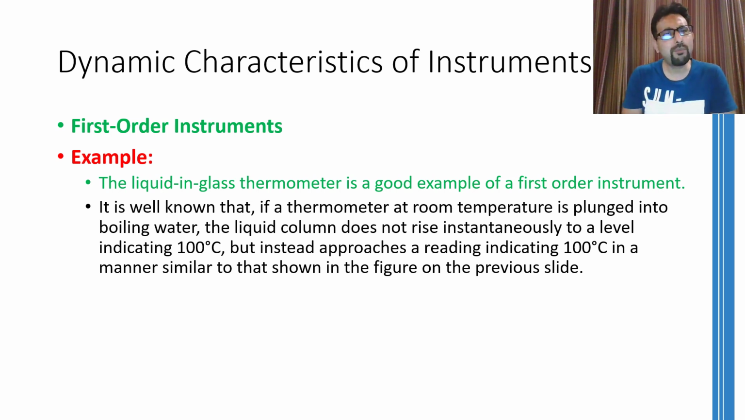So the input changed abruptly, but you know that the output of the mercury in glass thermometer doesn't change that fast. It starts moving as soon as you place the thermometer into the new environment, but it will reach the final output after some time. Normally, thermometers used in your house have a time constant of 30 to 50 seconds.